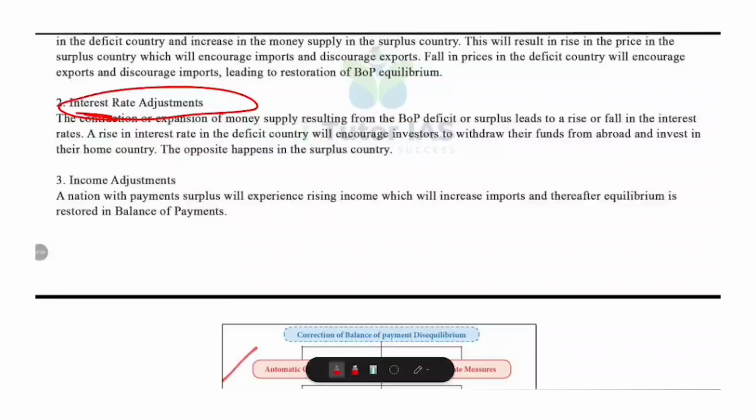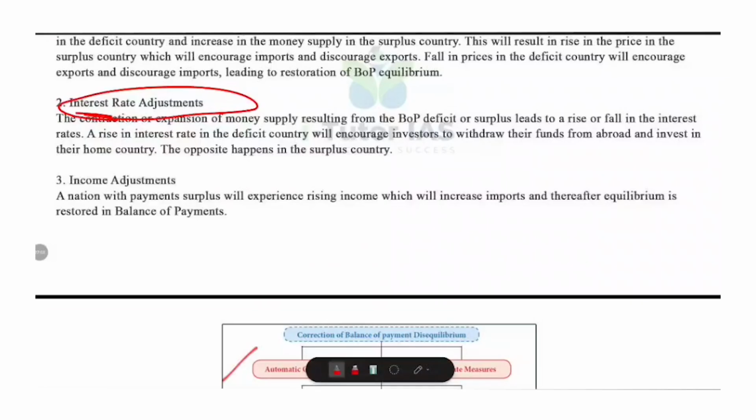Higher interest rate attracts both domestic and foreign investors to invest in the country. This inflow of capital helps correct the BOP deficit. In surplus countries, there is inflow of foreign exchange and increase in money supply, and interest rate falls. Lower interest rate discourages excessive foreign investment and encourages imports, balancing the surplus. So interest rate adjustment acts as another automatic mechanism to restore equilibrium in BOP.